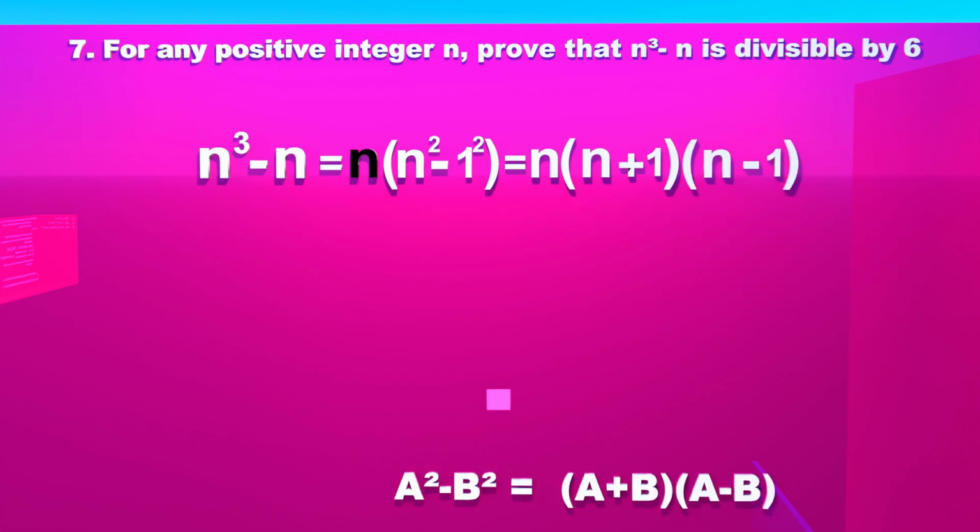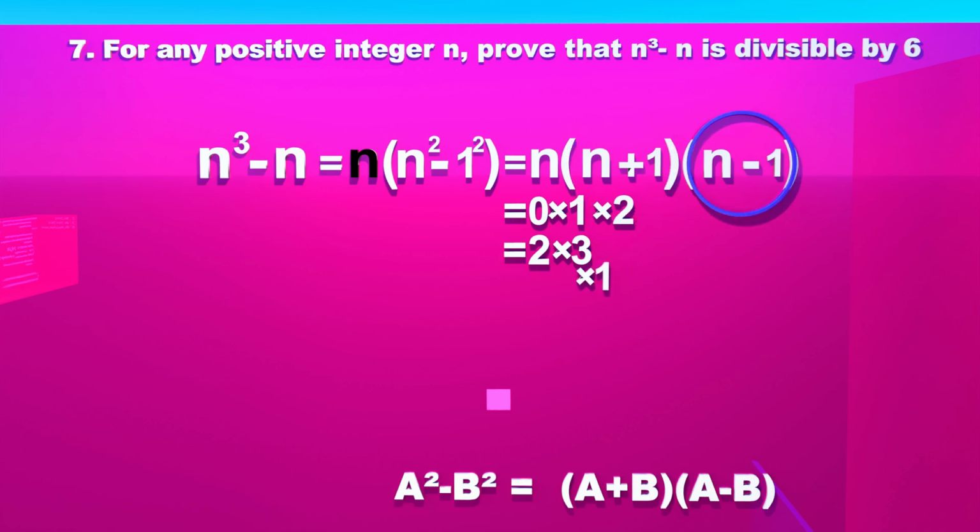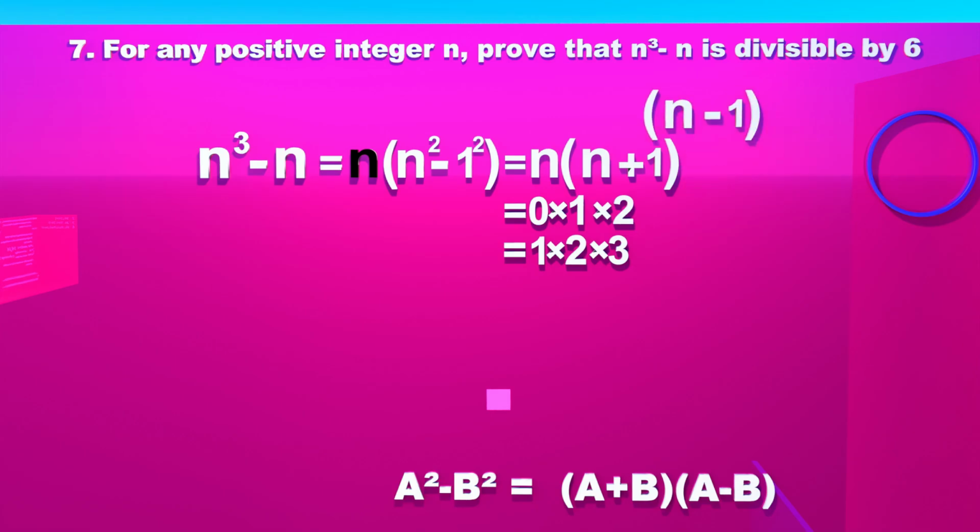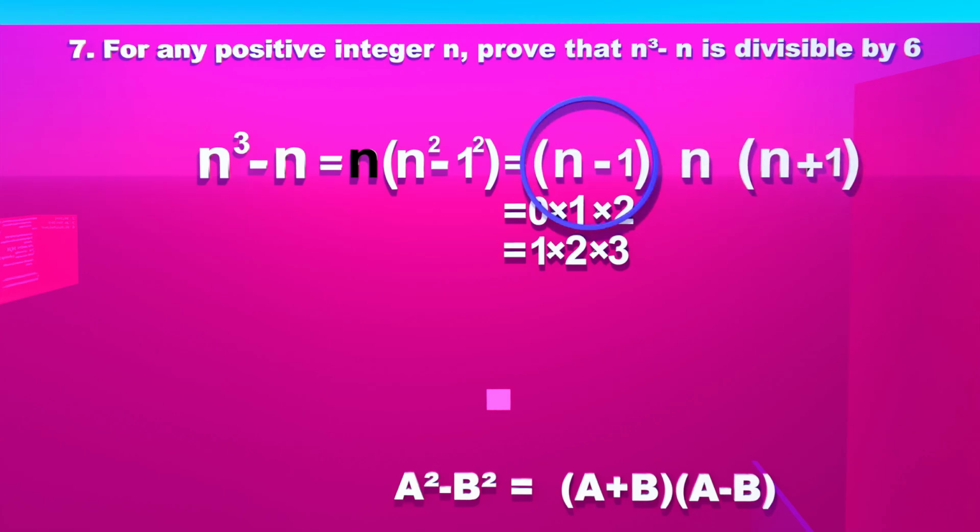But what is the need to do this? Let's take n is equal to 1. Then n plus 1 will be 2 and n minus 1 will be 0. We can also change their position because they are in multiplication form. Let's take n as 2. So n plus 1 is 3 and n minus 1 is 1. That means we can shift n minus 1 to the first position. Now 0, 1 and 2 are 3 consecutive integers. Also 1, 2 and 3 are 3 consecutive positive integers. That means n minus 1 is the first number, n is the second number and n plus 1 is the third number.